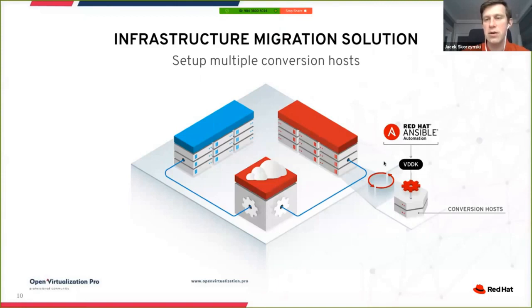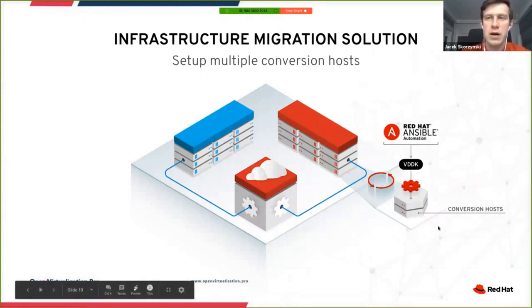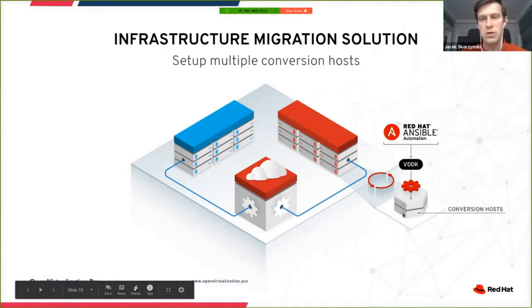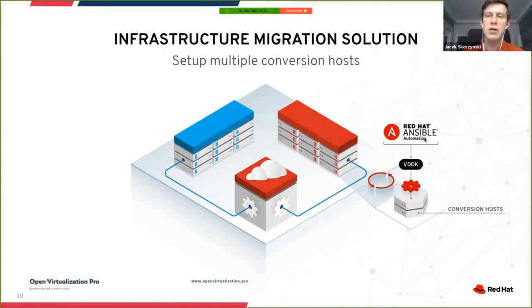In this case, on the conversion host, what we need is a V2V tool, which is the one we use. And for those of you who are already familiar with all this stuff from the community perspective, it's been with us for quite some time, so it's nothing new. But we need it to be installed on one or maybe more conversion hosts. We also need a VDDK to be installed on the conversion host, and both of them can be done via Ansible, of course, so it can be easily automated.